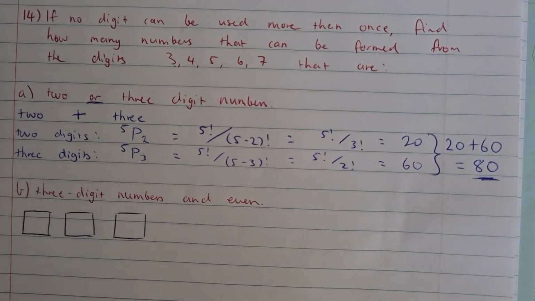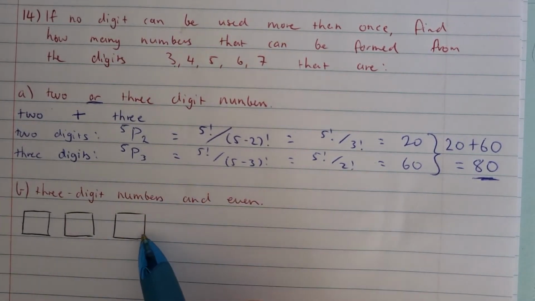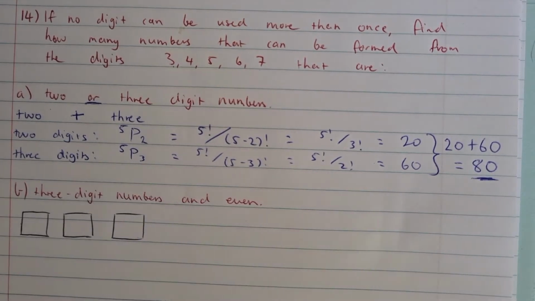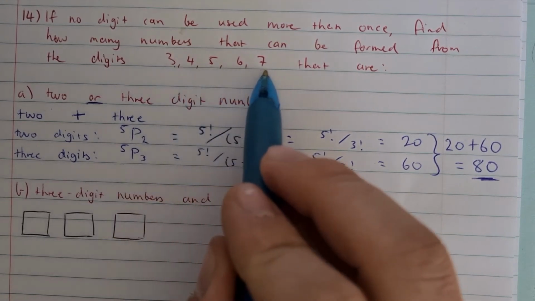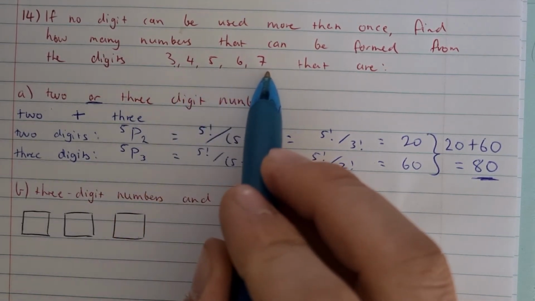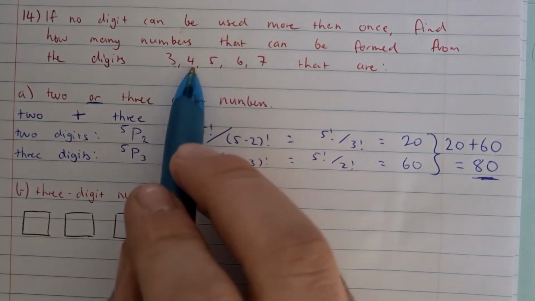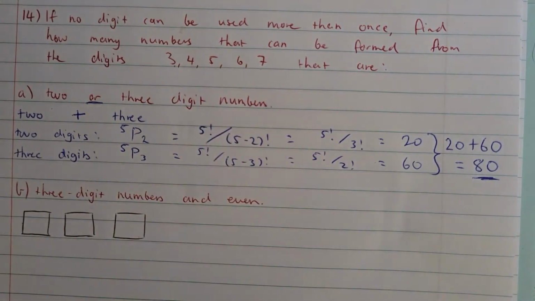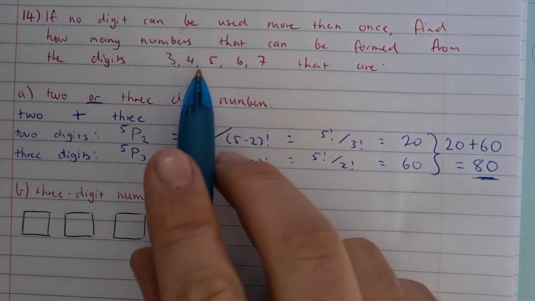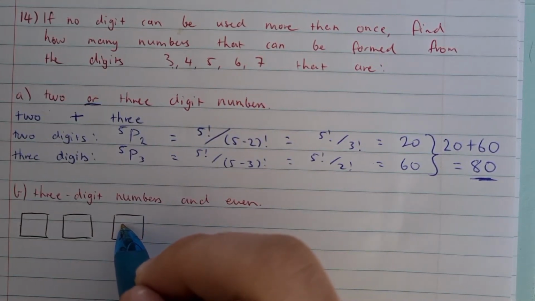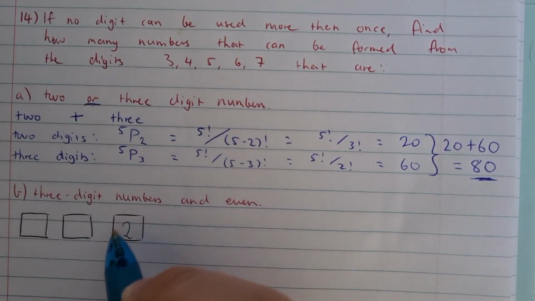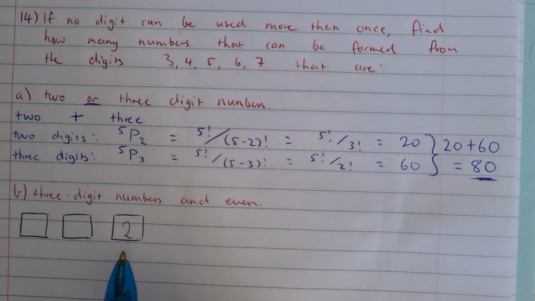So if it's going to be an even number, we know that this third digit has to be even. So we ask ourselves, out of the numbers we've got to choose from, how many are even? We've got 2. So there's 2 different options that we have for this last digit. So in here, I'm writing the number of options we have. So we can see that there's 2 different options.